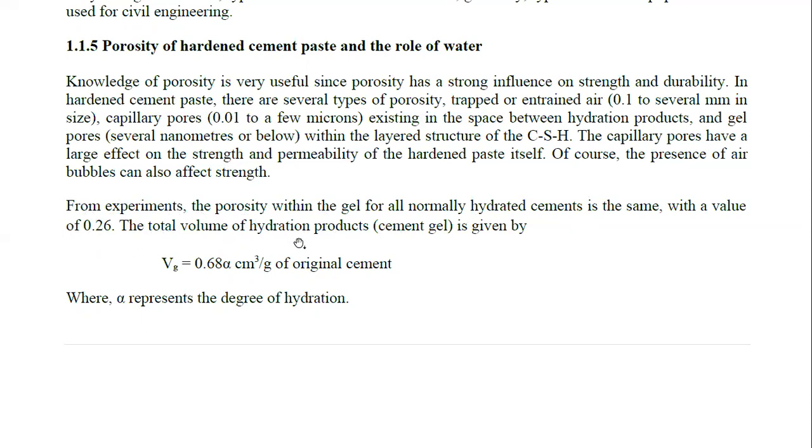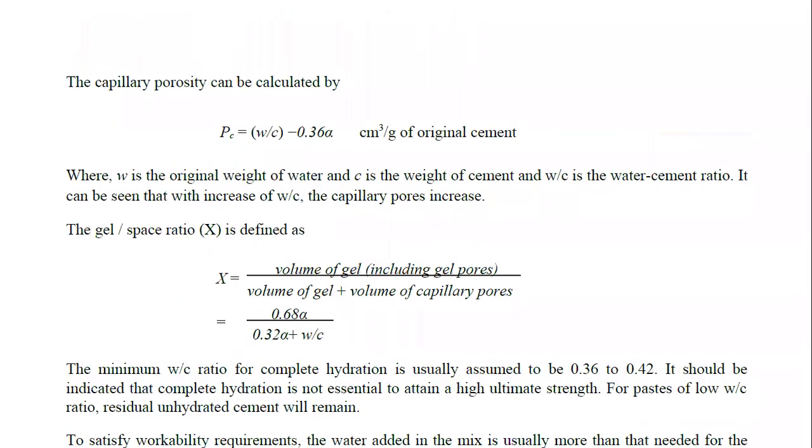The total volume of hydration product cement gel is given by Vg = 0.68 alpha cm³ per gram, where alpha represents the degree of hydration. The capillary porosity can be calculated by Pc = W/C − 0.36 alpha cm³ per gram of original cement, where W is the original weight of water and C is the weight of the cement, and W/C is the water cement ratio.